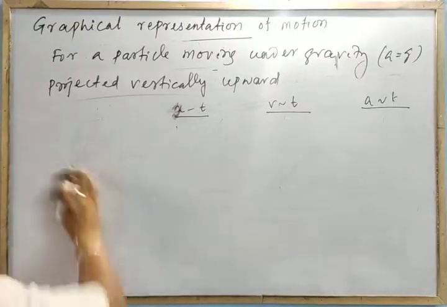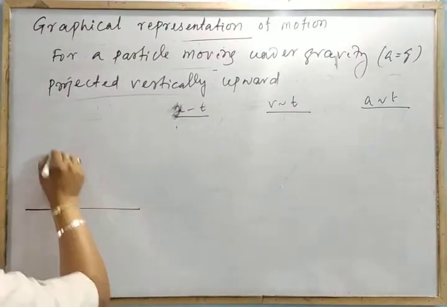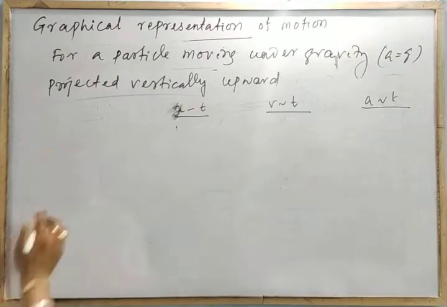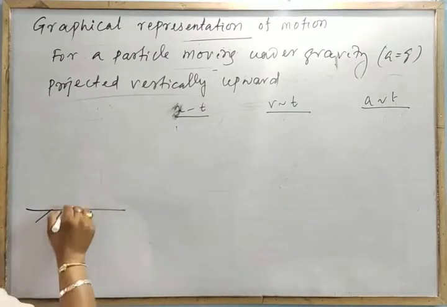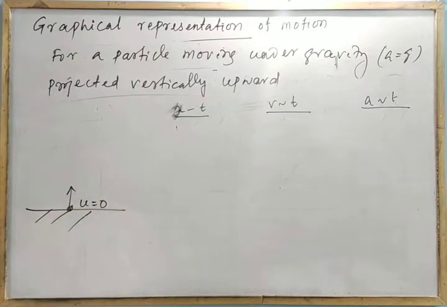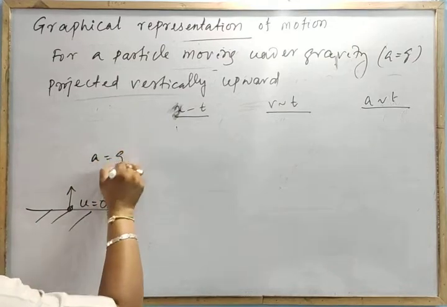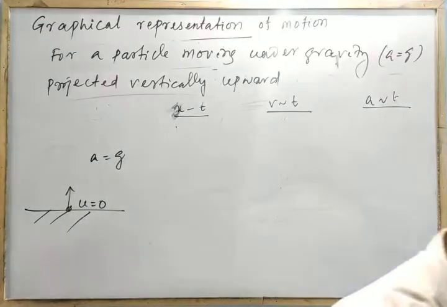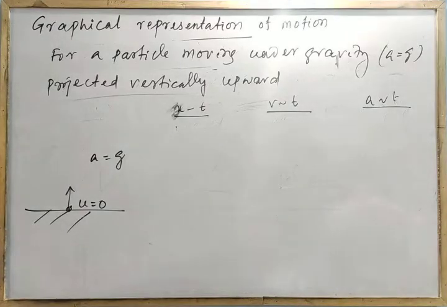Body is projected upward. So this is the ground, the body is projected from here, and this is the origin. You are standing here, and the body is moving with an acceleration equal to g. In that case, find the position time graph.